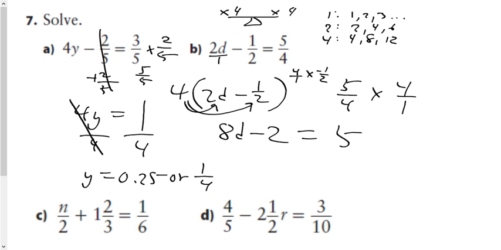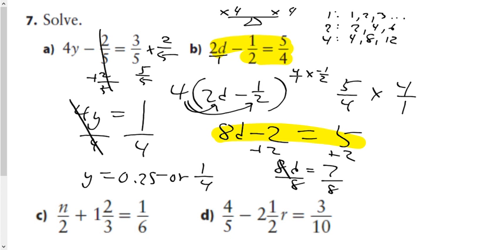Now remember, all this equation is, it's the exact same equation as up here. The only difference is the value of both sides is 4 times bigger. The value of the variable hasn't changed, but the value of the terms around it are 4 times bigger. It's still equal to each other. And now that I have that, I would add 2 to both sides. Get 8d equals 7. Divide both sides by 8, and d would equal 7/8.